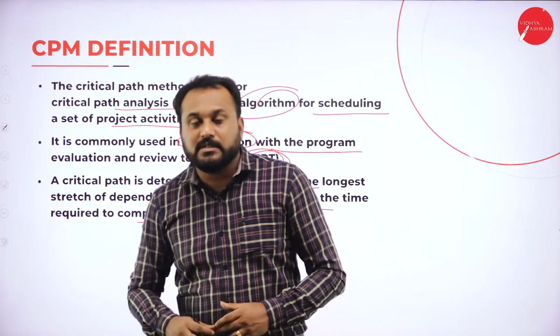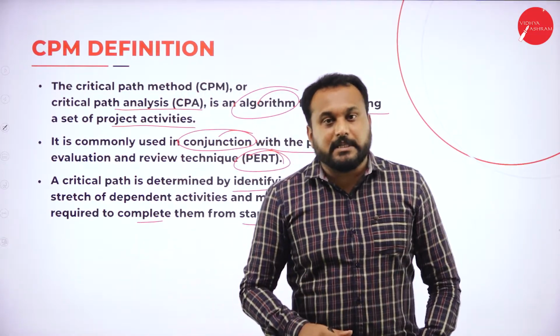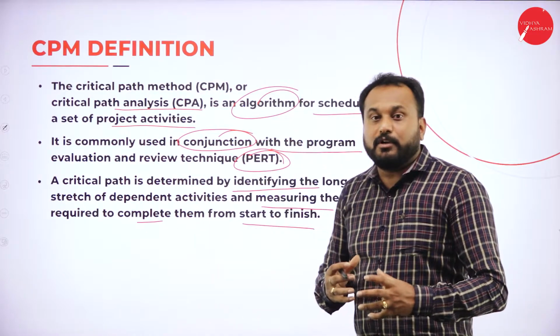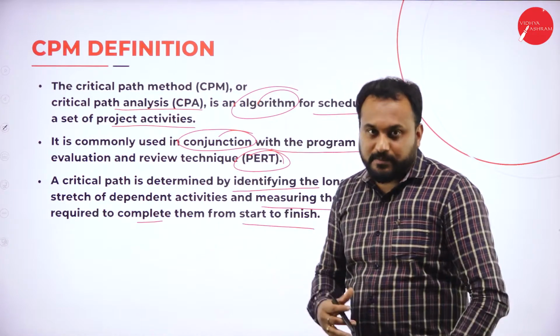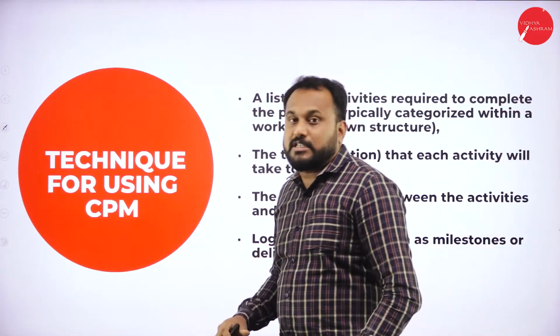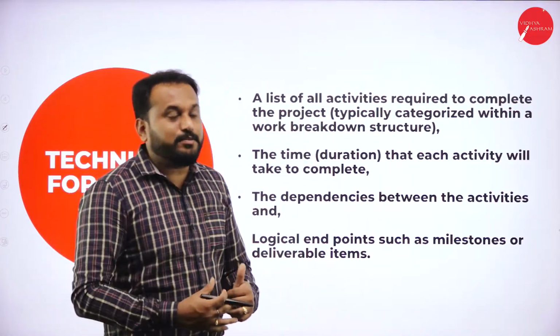So here what happens is, just like PERT, you have something called the critical path method, or you can say critical path analysis, which goes in conjunction with PERT. And here, with CPM, the techniques for using CPM, how CPM is actually used and how the planners will go with it.